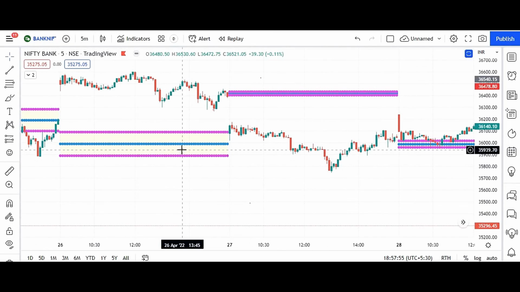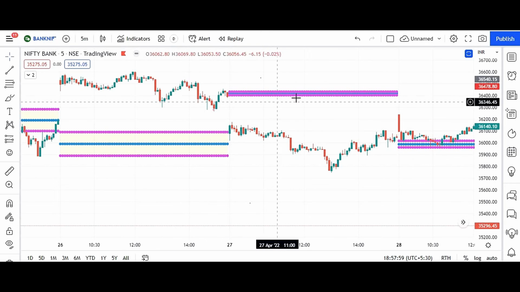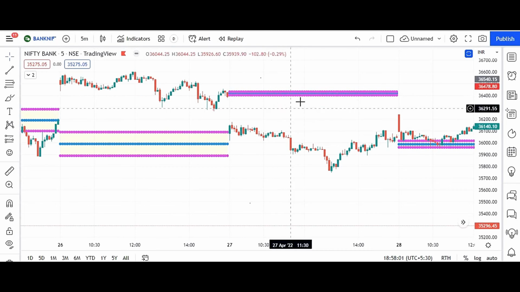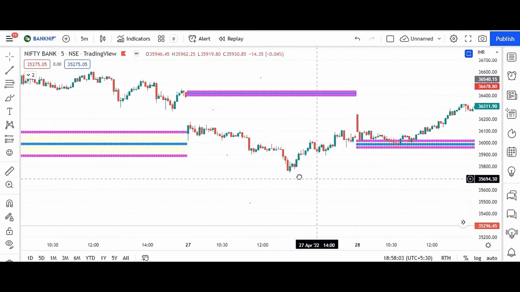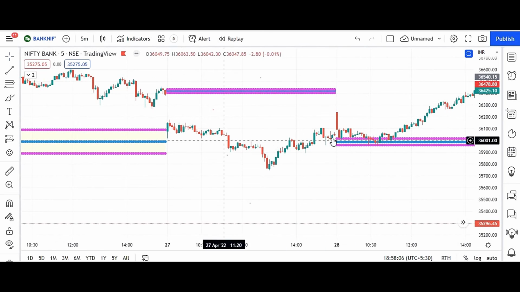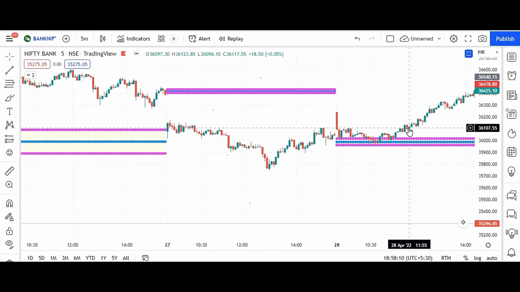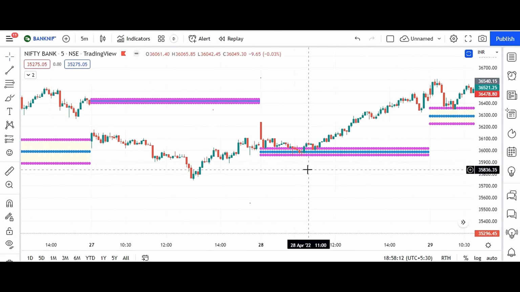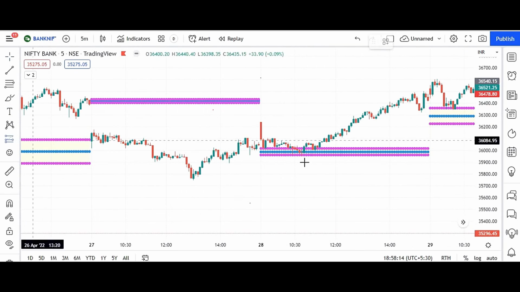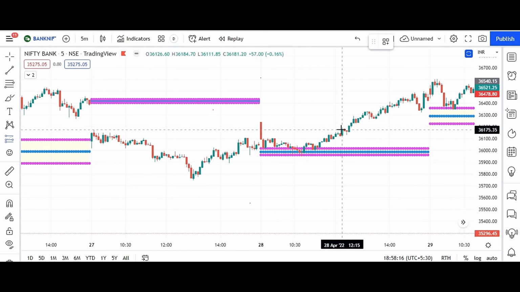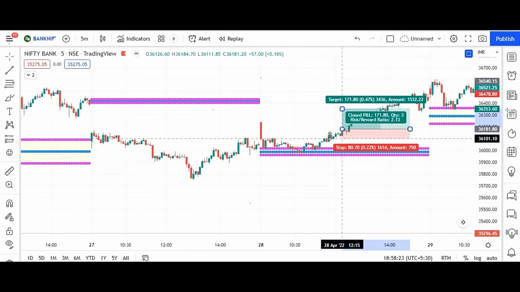Here you see, this is the case for first day CPR, and the second day CPR is open very far away from the CPR, but the third day CPR is formed inside the CPR. You see here, you entered on this breakout candle, stop loss here. See how good it is. Enter in this candle, this is the entry candle for you. Stop loss will be below this swing.